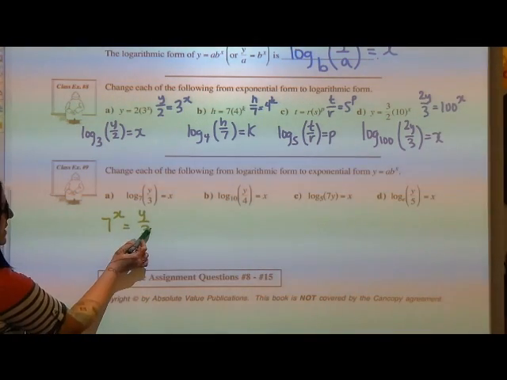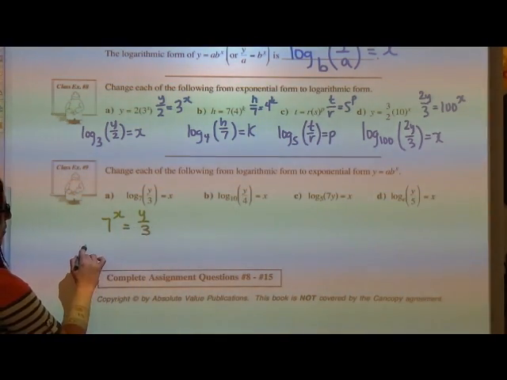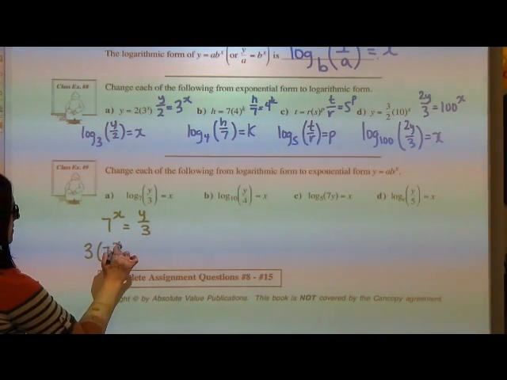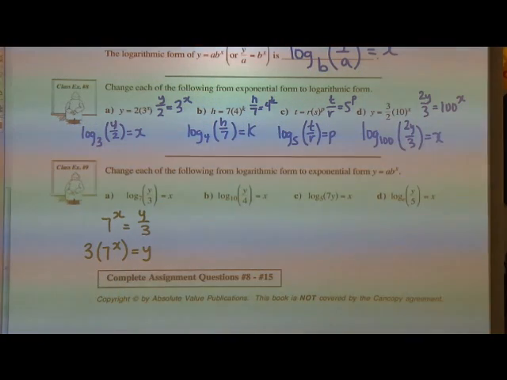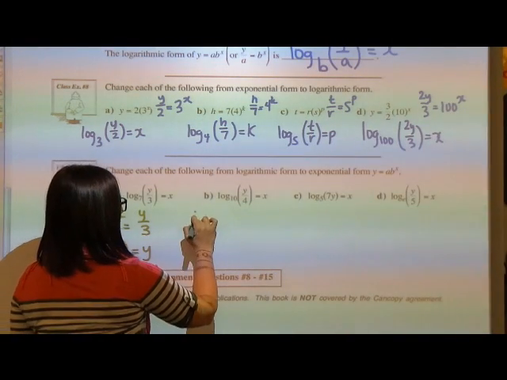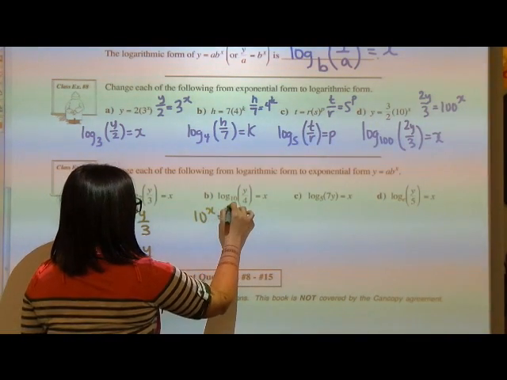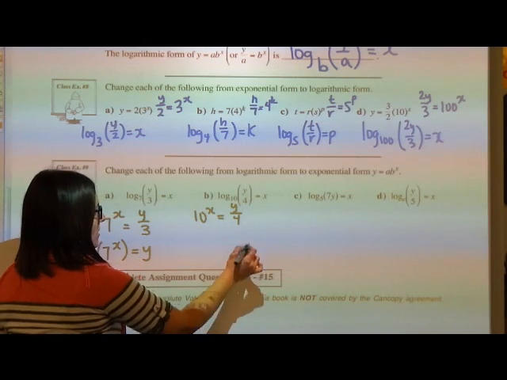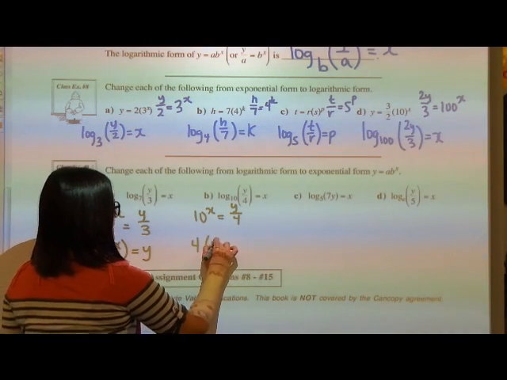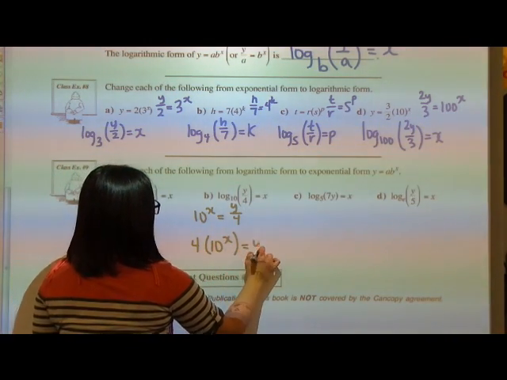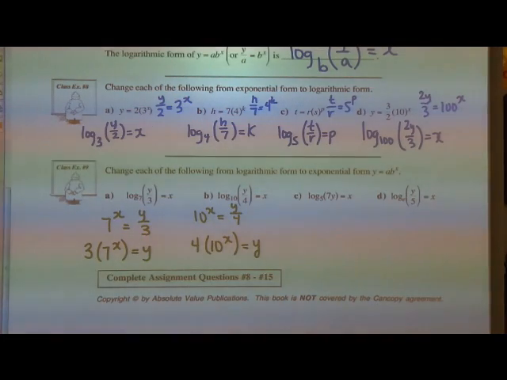So now in order to get rid of this dividing by 3, I multiply by 3. And I get 3 times 7 to the power of x is equal to y. So take a moment to do the next 3 questions. Okay, so if we take a look at B, in exponential form, I would get 10 to the power of x would be equal to y over 4. So now I would have 4 times 10 to the power of x is equal to y.